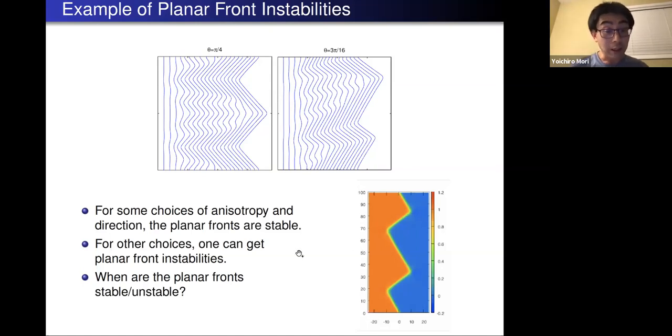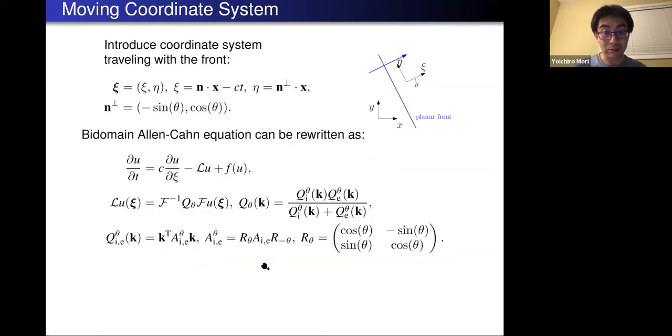Okay, so the question is, when are these planar fronts stable, and when are they unstable? And so now what we want to do is to try to understand these stability properties. So what we're going to do is the standard thing: move to a coordinate system that moves with the planar front, and then linearize around this planar front and study the spectral properties of the linearized operator.